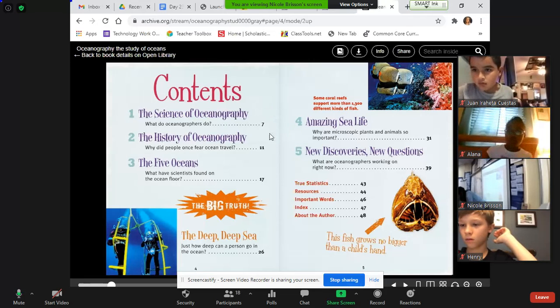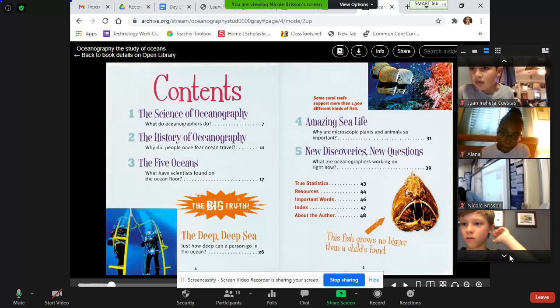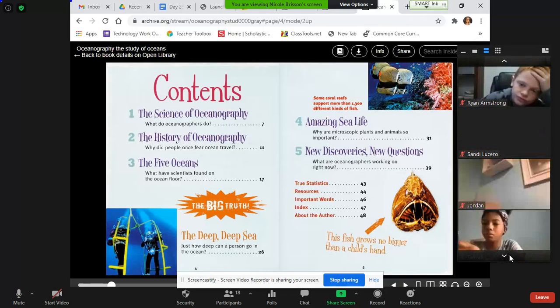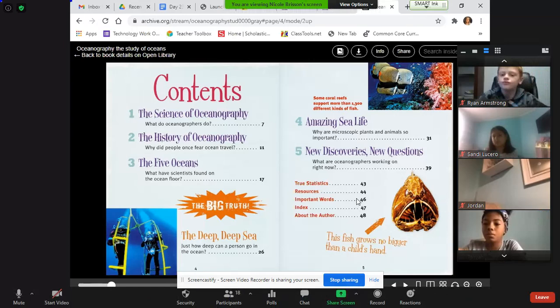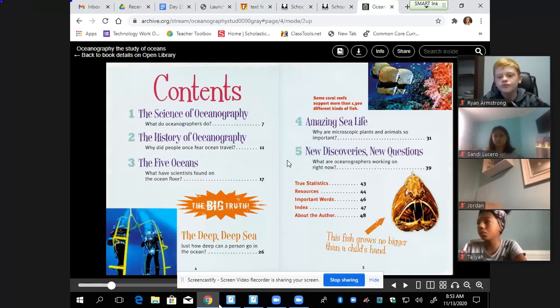What is that? Anyone else have an idea? This is a page number. So the science of oceanography starts on page 7. So I can go straight to page 7. If I only want to learn about amazing sea life, what page am I going to go to, everybody? Page 31. So that is the purpose of the table of contents.